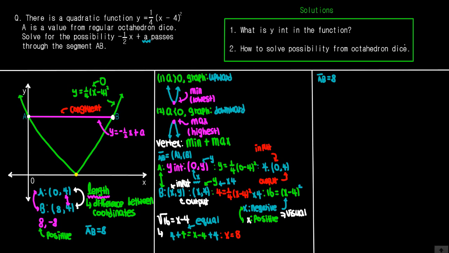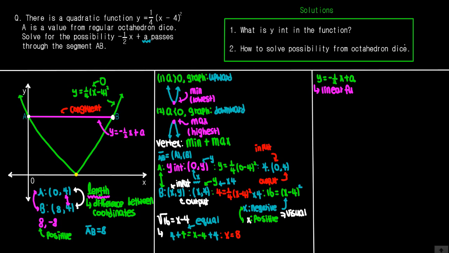According to the information they gave us, y equals negative 1/2 x plus a is going to be a linear function, which means if we convert this into a coordinate plane or graph, it is going to be a straight line. So that means this one passes through our segment AB. But we are trying to find the value of a, which makes this whole expression work. So at first, let's write our linear function down, which is y equals negative 1/2 x plus a.